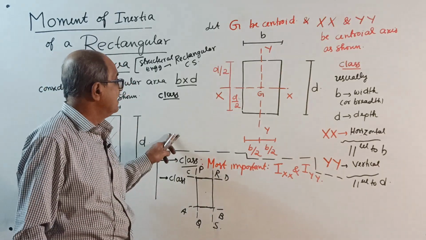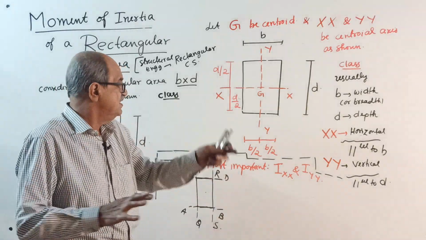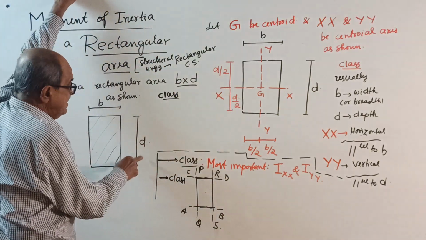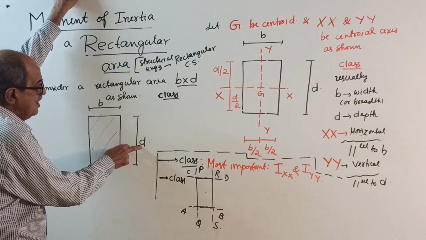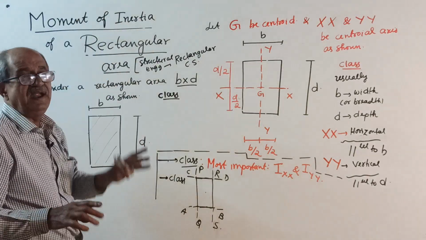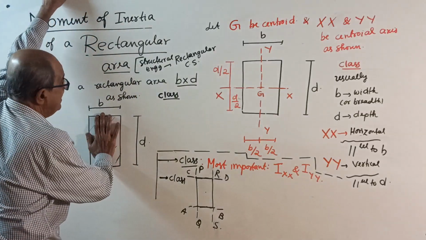I write capital D here. Later, I will change it to small d. No, D. In RCC, I will use capital D because small d is for effective depth. That you worry at that time. So, this is a rectangular area.